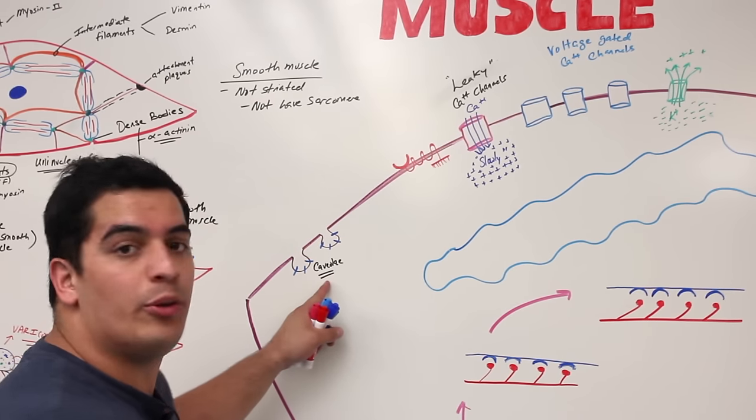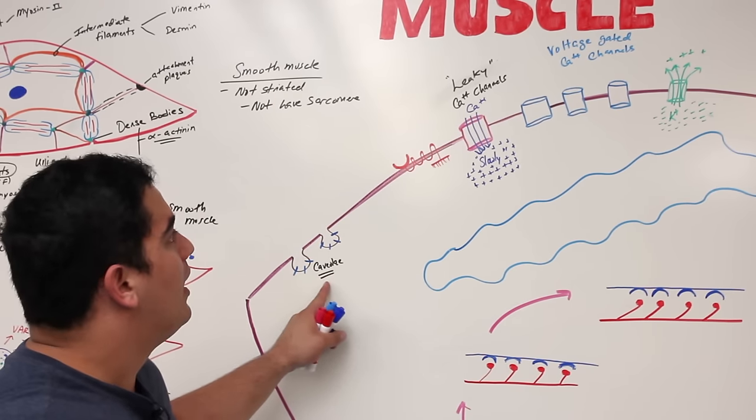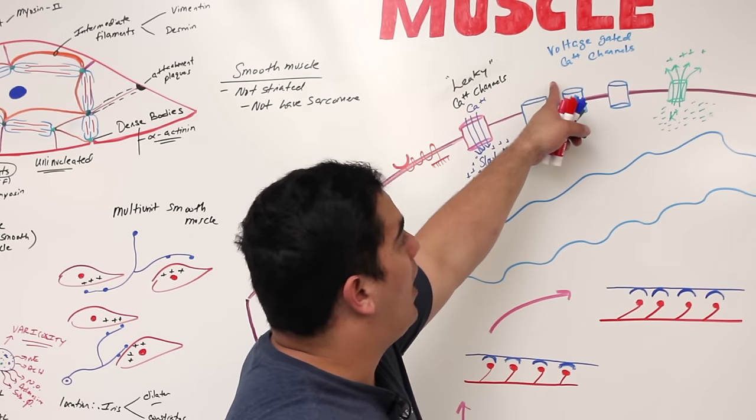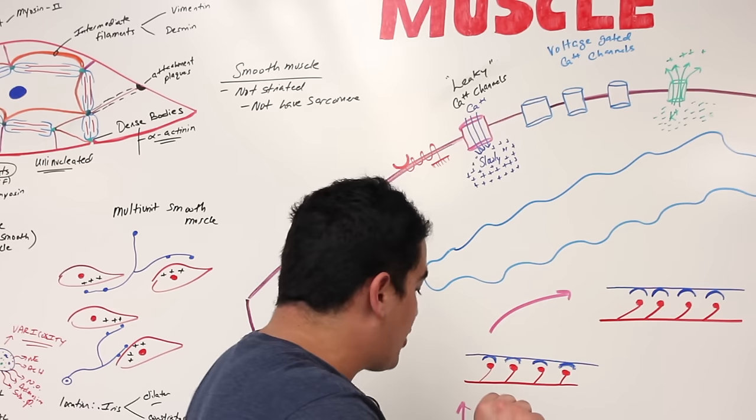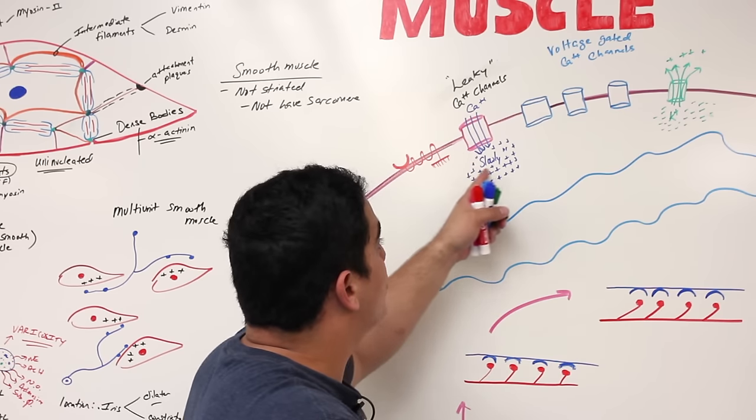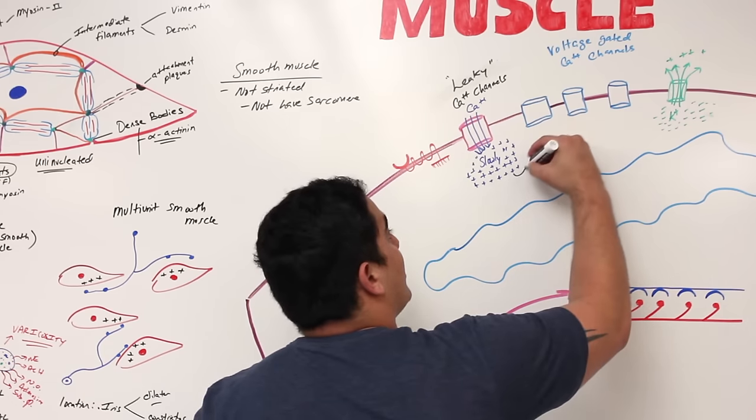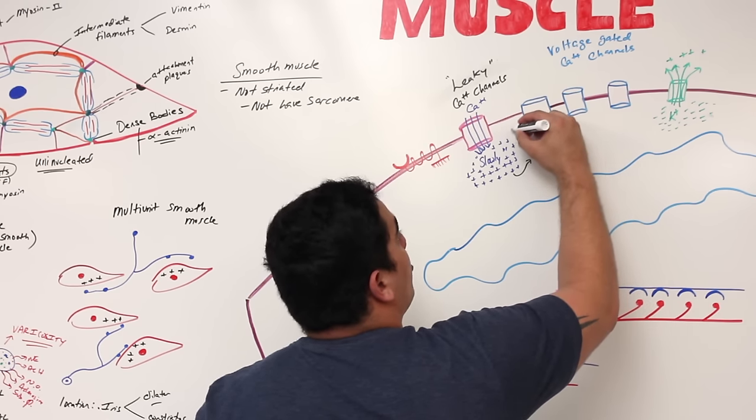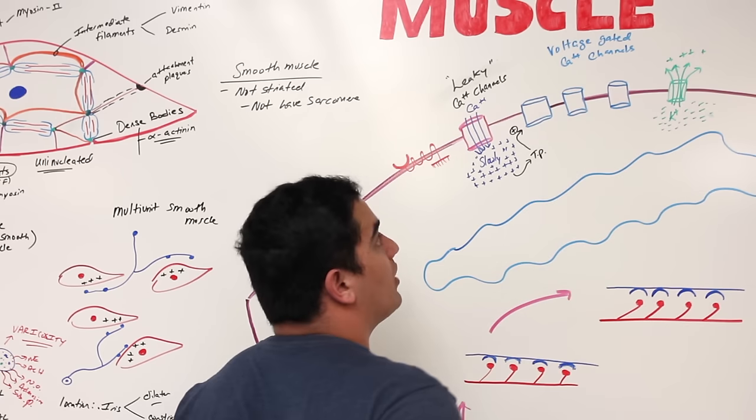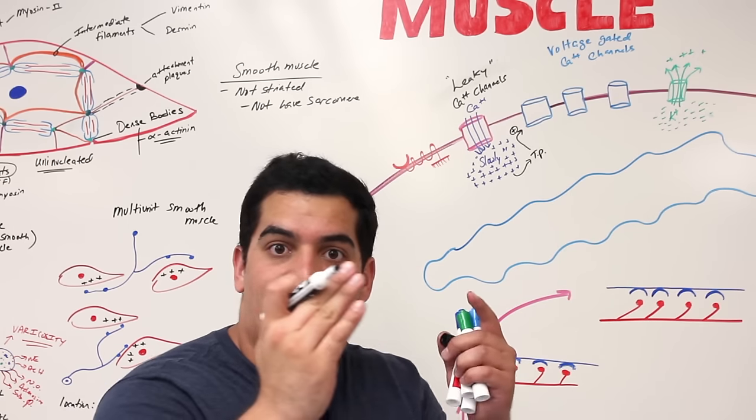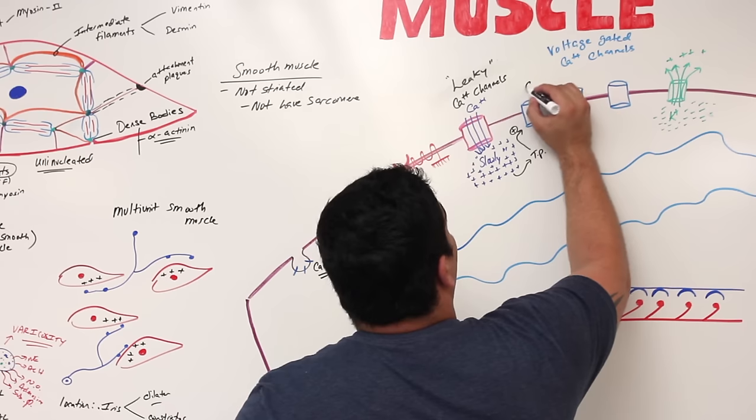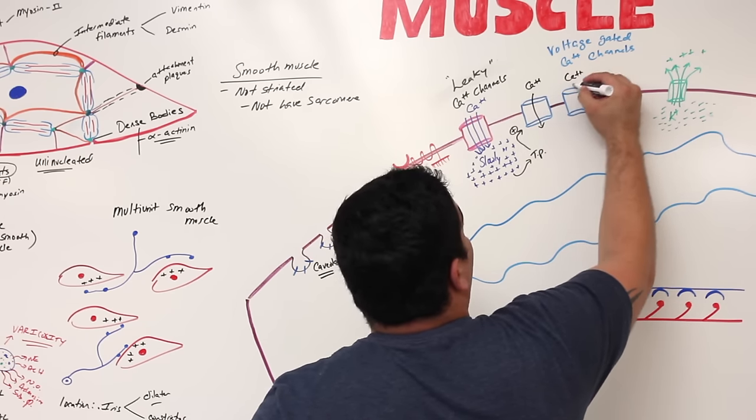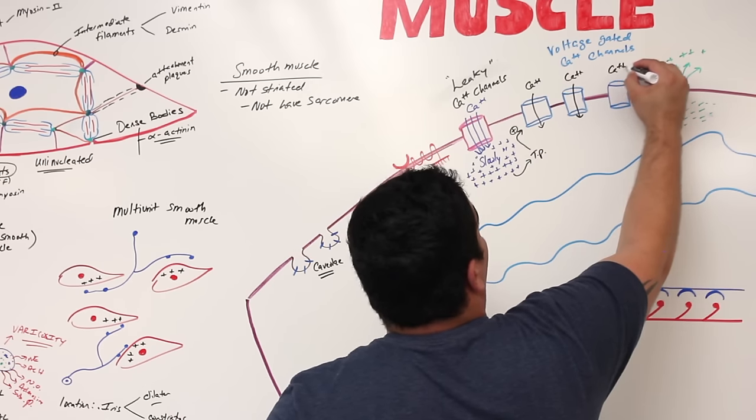They're basically similar to the T-tubules in skeletal muscle, we said, right? Now, these voltage-gated calcium channels are going to open whenever those little leaky calcium channels cause the membrane to hit threshold potential. If they hit threshold potential, that'll stimulate these voltage-gated calcium channels. The voltage-gated calcium channels will open. If they open, calcium will start flooding in extremely fast.